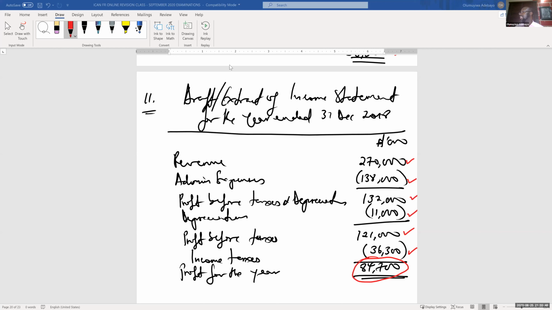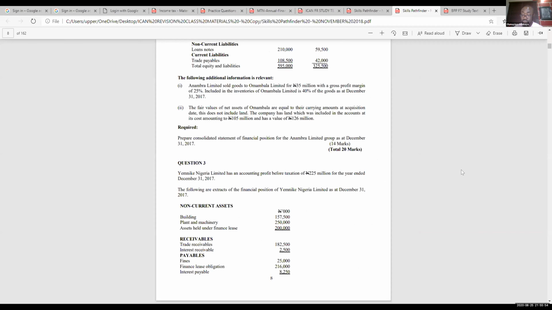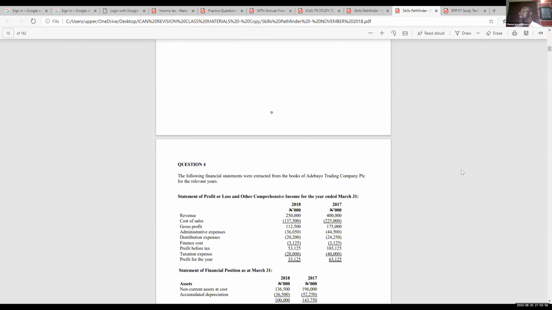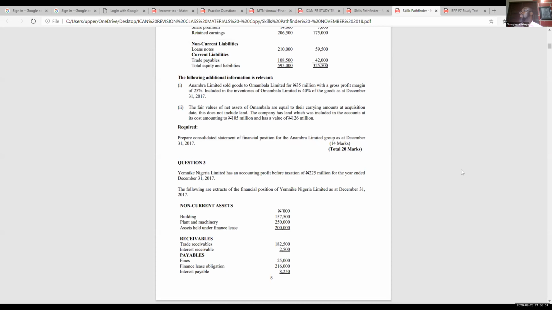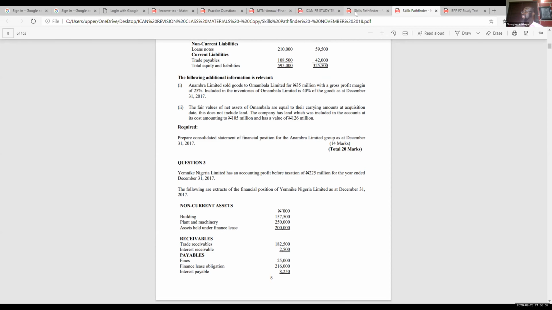November 2018, question 3. Question 3. And I think I'm seeing one pattern here, but I don't know how true the pattern is.